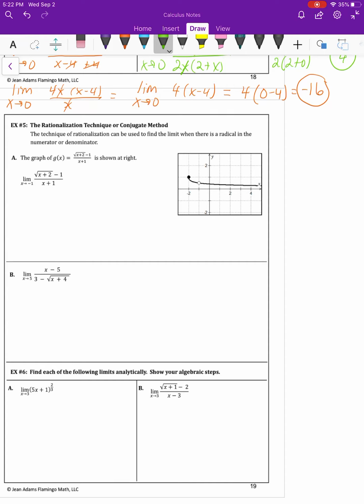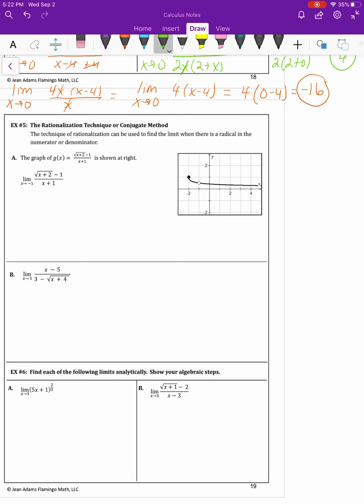All right, example number 5, the rationalization technique or conjugate method. The technique of rationalization can be used to find the limit when there is a radical in the numerator or the denominator. So the graph of g of x equals the square root of x plus 2 minus 1 over x plus 1 is shown at the right. And then we want to find that limit.